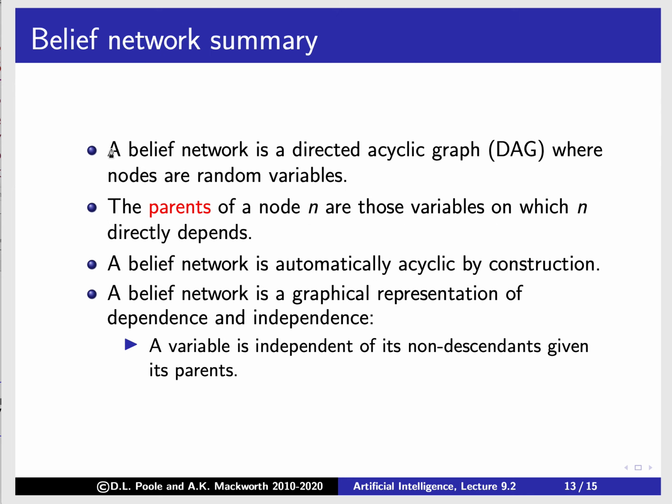Okay, so a belief network is a directed acyclic graph where the nodes are random variables. The parents for node n are those variables on which n directly depends. The belief network is automatically acyclic by construction, and it's a graphical representation of dependence and independence. A variable is independent of its non-descendants, those variables that are not descendants of it, given its parents. So it's this structured way of having independence. Okay, we'll talk more about this in class.